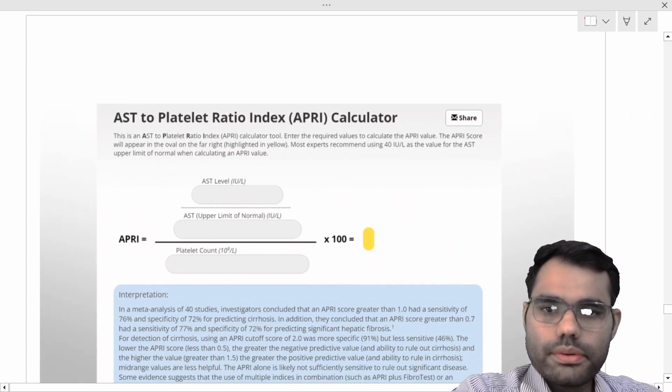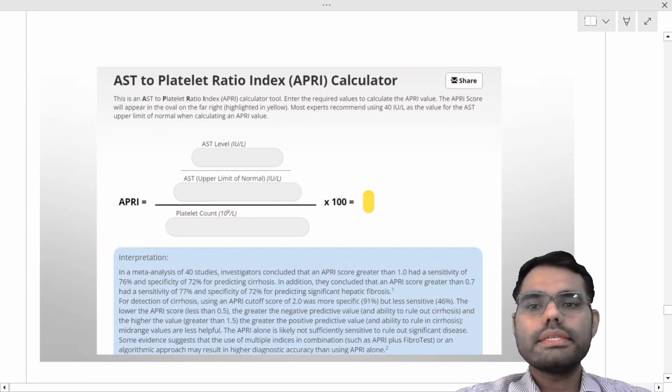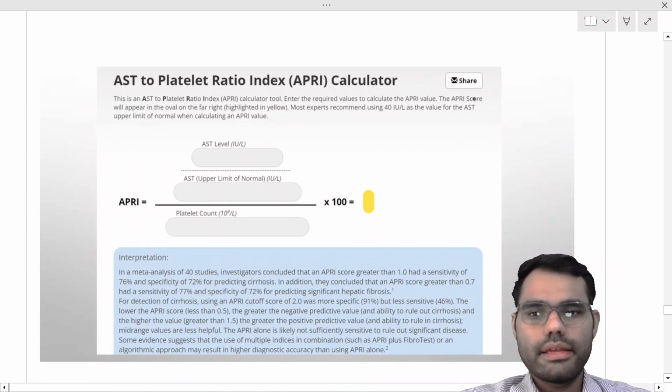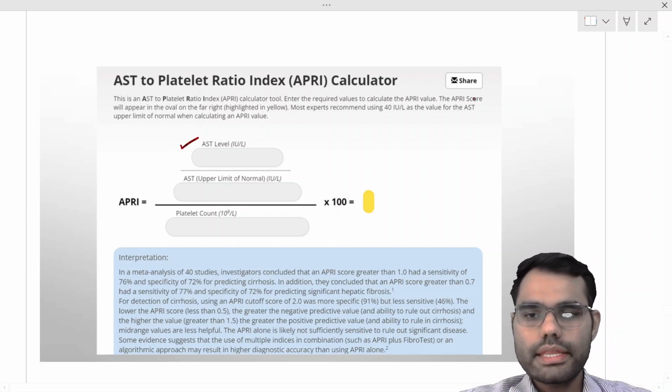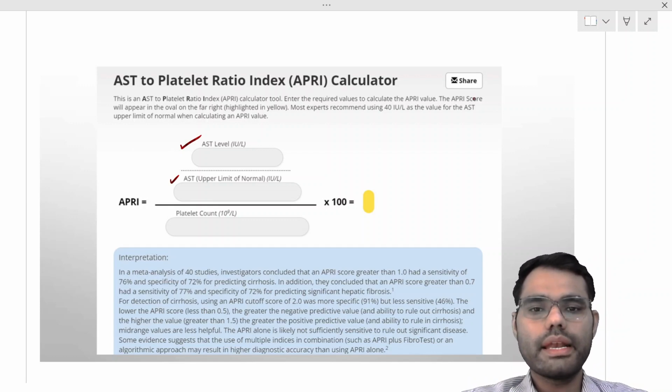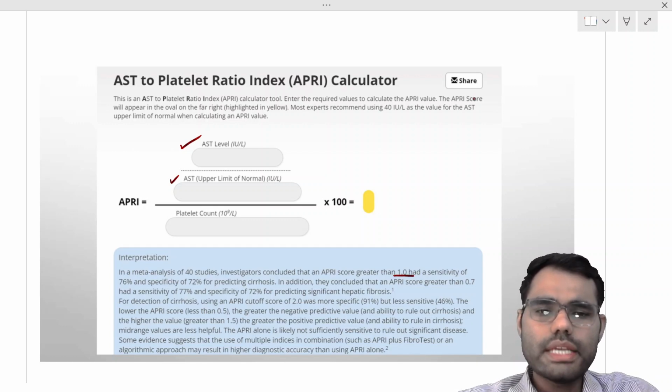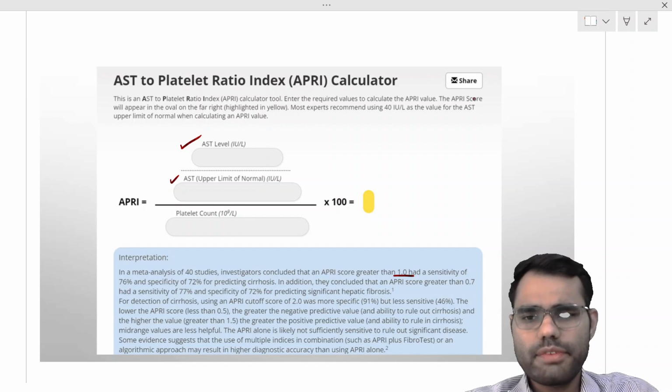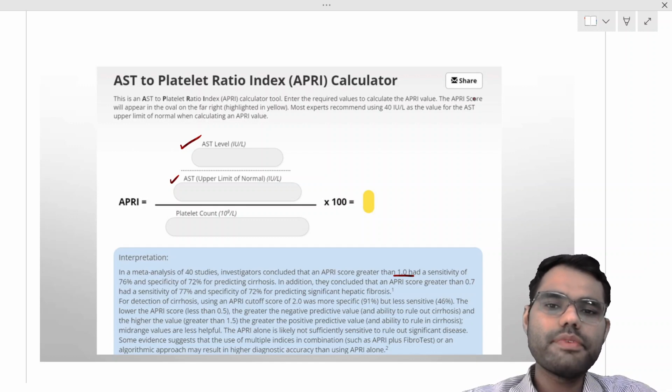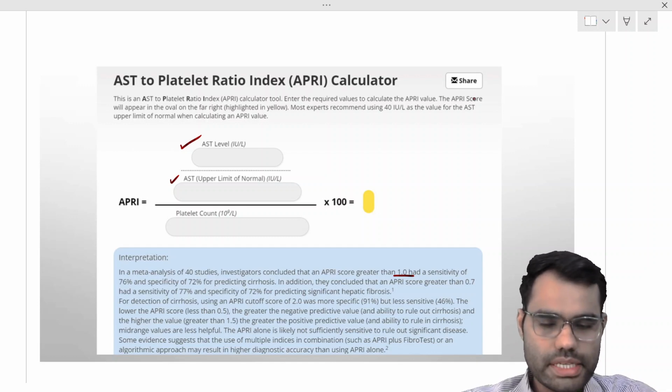So APRI is the AST to platelet ratio index, right? What it is doing is: we take the AST of the patient, then the AST upper limit of normal, divided by the platelet count, multiplied by 100. There are a number of cutoffs that have been used. These cutoffs will vary as more and more data becomes available on them. Currently, the higher the value, the more specific it becomes for a diagnosis of cirrhosis, right?